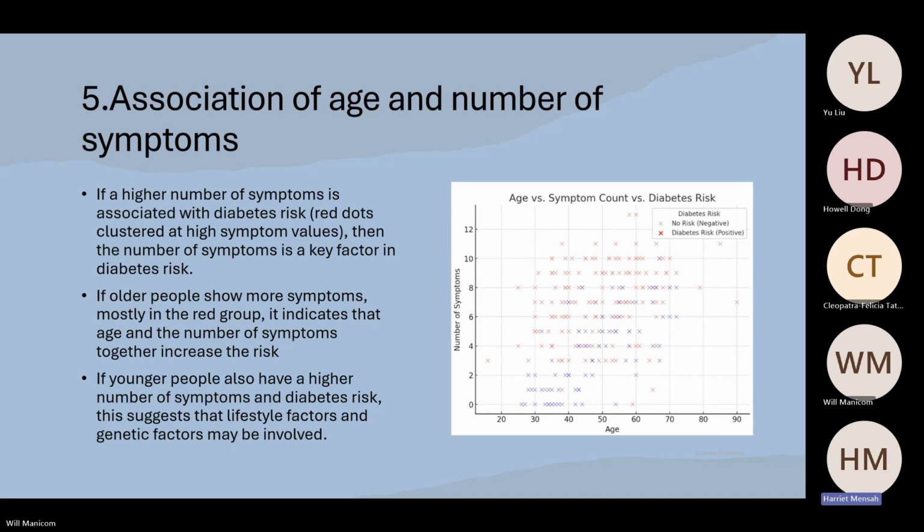If all the people show more symptoms, mostly in the red group, it indicates that age and the number of symptoms together increase the risk. However, if young people also have a higher number of symptoms and diabetes risk, this suggests that lifestyle factors and genetic factors may be involved. While older individuals tend to show more symptoms, age alone does not fully determine the risk of a person having diabetes at an early stage.